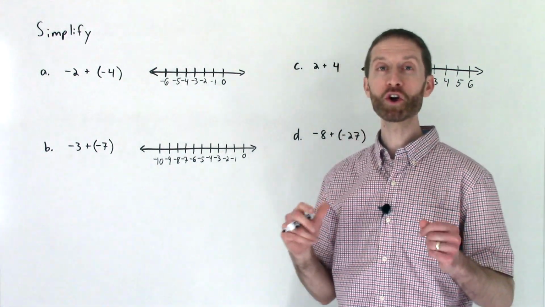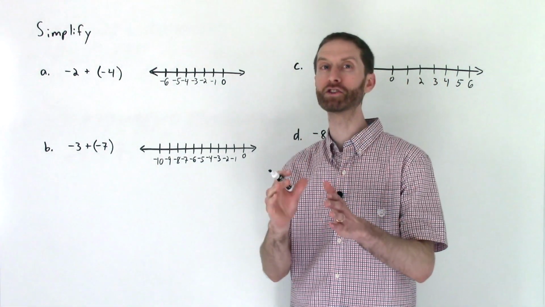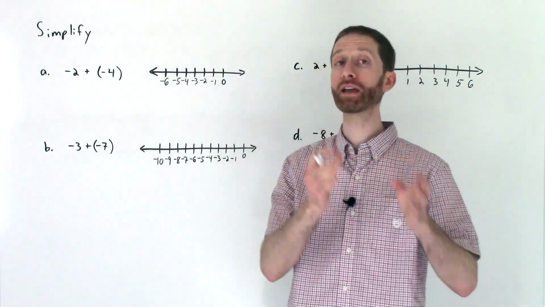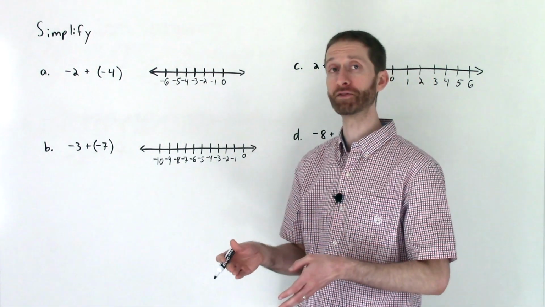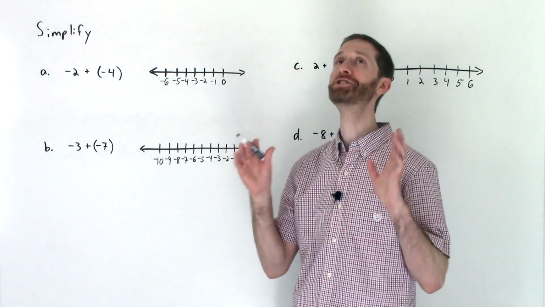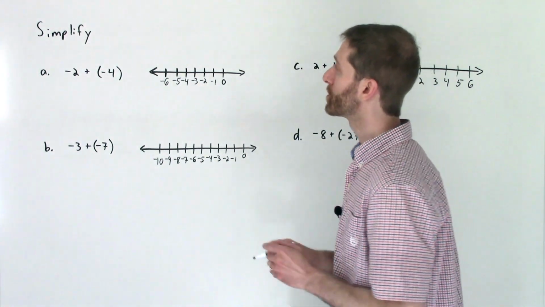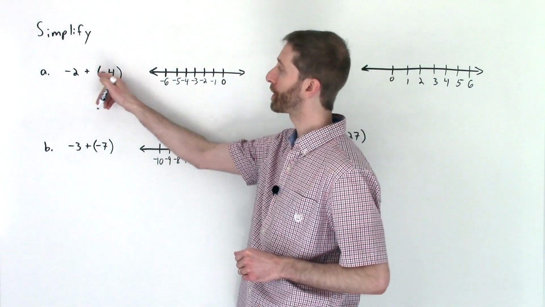In this video, we are going to go over how to add integers that have the same signs. So we're either going to be adding two negative numbers or two positive numbers together. It is such an important concept and it's super cool. Let's jump into it. So we have this first problem, -2 plus -4.